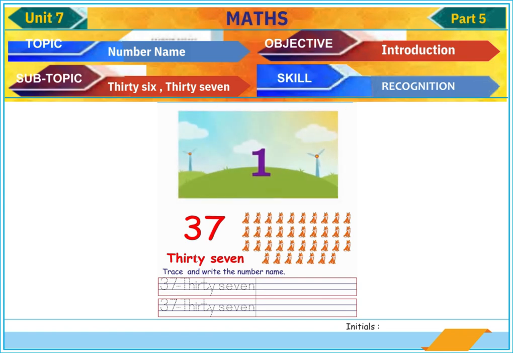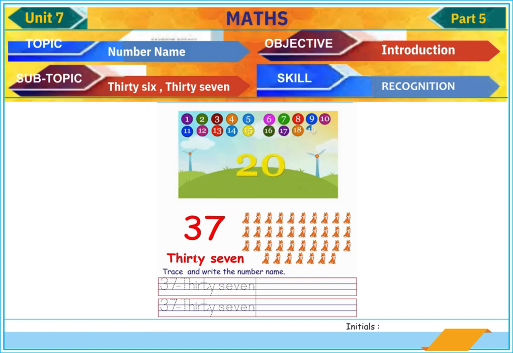37. 1, 2, 3, 4, 5, 6, 7, 8, 9, 10, 11, 12, 13, 14, 15, 16, 17, 18, 19, 20, 21, 22, 23, 24, 25, 26, 27, 28, 29, 30, 31, 32, 33, 34, 35, 36, 37. Trace and write the number name.